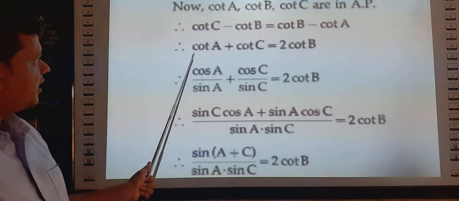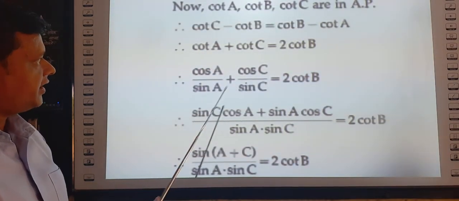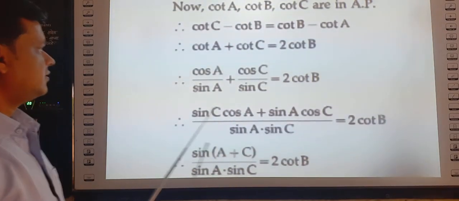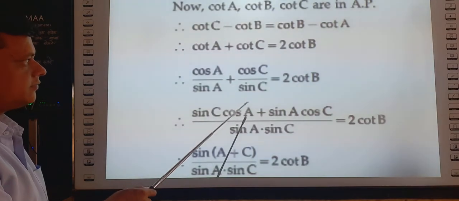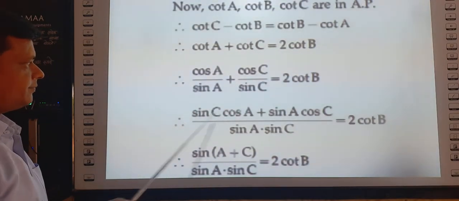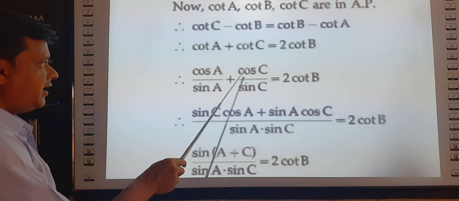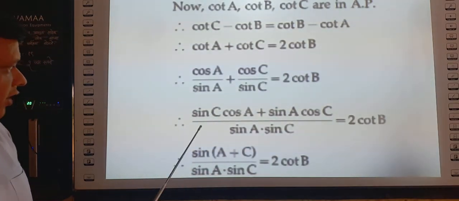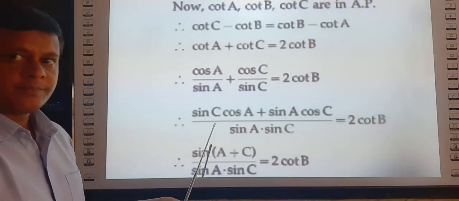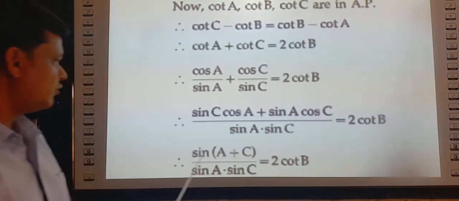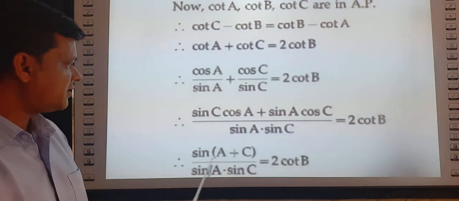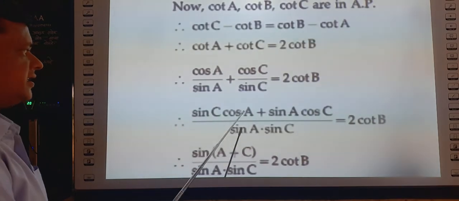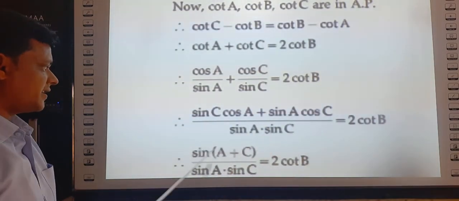So we write cot A as cos A upon sin A, and cot C as cos C upon sin C. After cross multiplying, sin C into cos A plus sin A into cos C, upon sin A into sin C. Now this is the compound angle formula for A and C. So after simplifying, we get this numerator term, and we write sin C cos A plus sin A cos C as sin of A plus C.